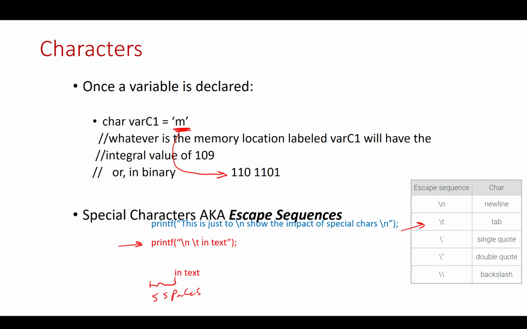Also, if you want to use a single quotation or double quotation, since these are already used in C, we always put them as a combination here, right? For example, printf is already using double quotation. If you want to print a double quotation, what do you have to do? In this case, you have to put the backslash before it. And also we are using 2 backslashes to represent only 1 backslash.